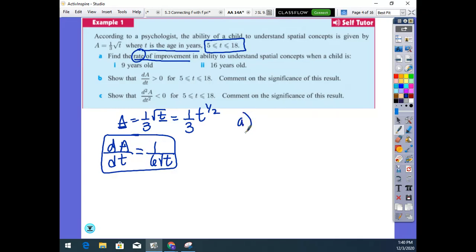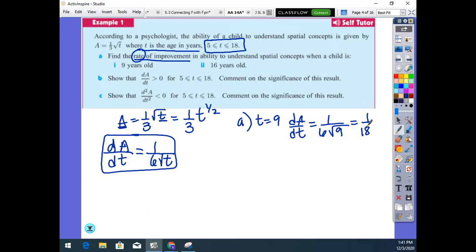Letter A says, find what the actual rate is when t is 9 years old. So we're going to plug in 9 in place of t. Well, the square root of 9 is 3 times 6 is 1/18. So this is just the rate of improvement when a child is 9 years old.